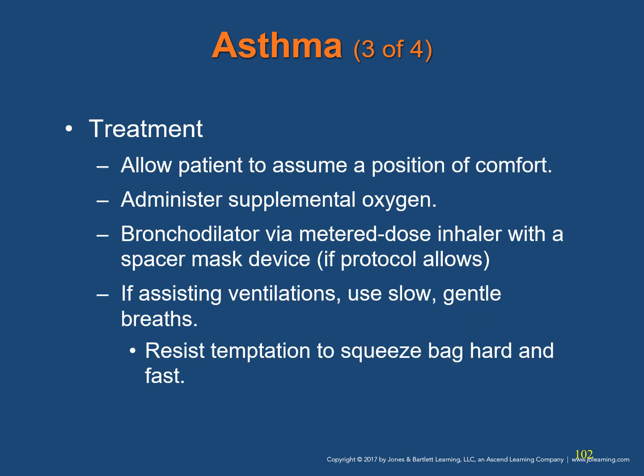Treatment of a pediatric patient with asthma. If possible, let the pediatric patient assume a position of comfort in the parent's lap. Administer supplemental oxygen via a route that is tolerated by the child. A bronchodilator via a metered dose inhaler with a saucer mask device may be administered based on local protocols.